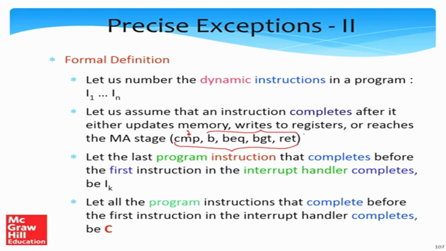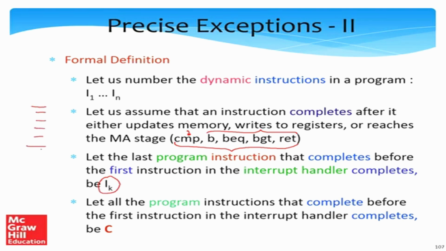So for example, if an instruction has written to memory, we say that it is complete because its job is deemed to have been done. Similarly, if an instruction has written to a register, or written to the flags or updated the PC, we say it is done. So let the last program instruction that completes before the first instruction in the interrupt handler completes be IK.